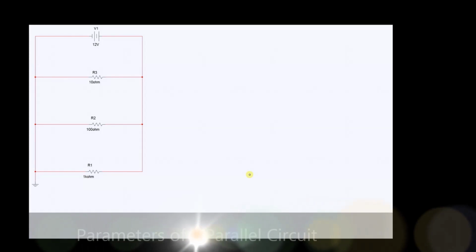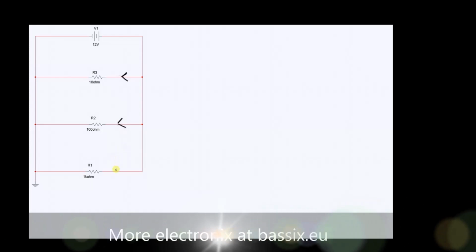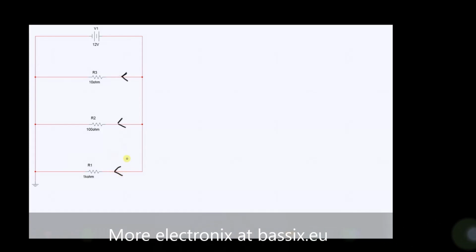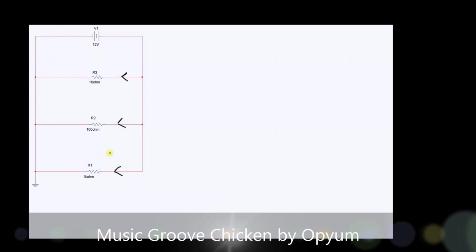Hey there, today we're going to talk about a parallel circuit. The definition of parallel is a circuit that has more than one path for current to get to ground. In this case, the current has three paths. It can go through R3, R2 or R1.